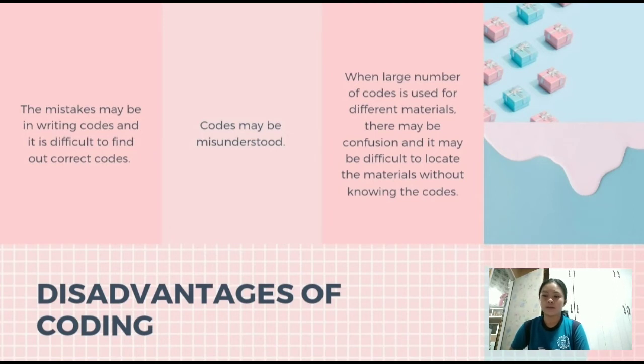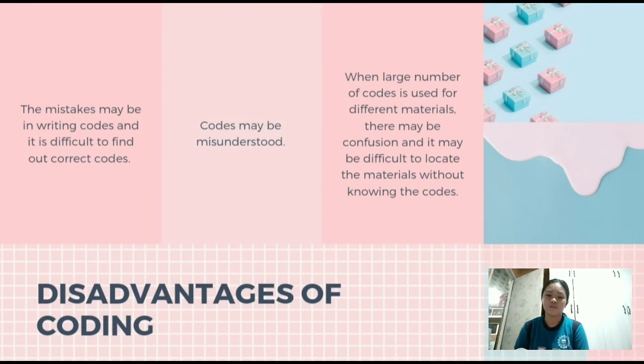The disadvantages of codification: first, mistakes may be made in writing codes, and it is difficult to find out the correct codes. Second, codes may be misunderstood. Last, when a large number of codes is used for different materials, there may be confusion and it may be difficult to locate the materials without knowing the codes.